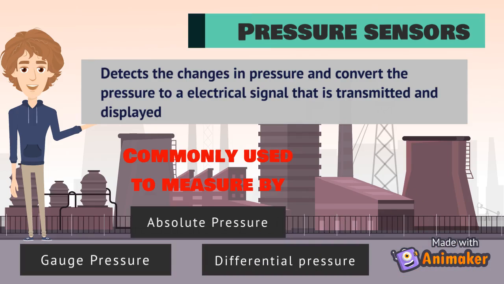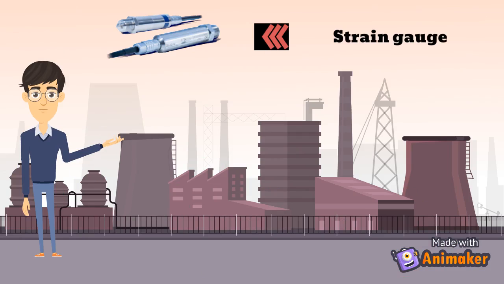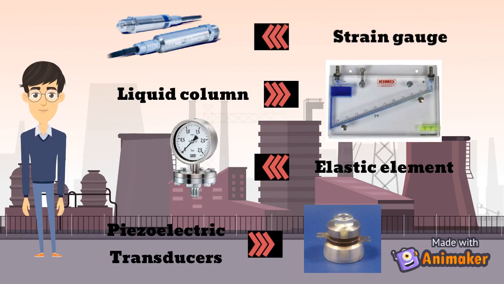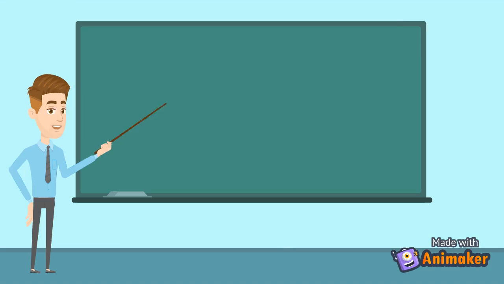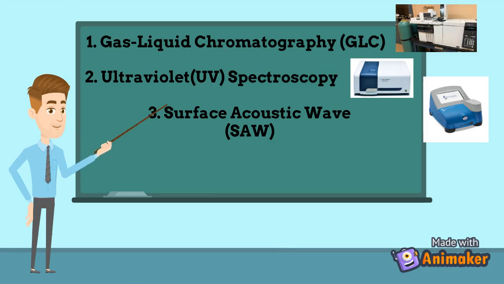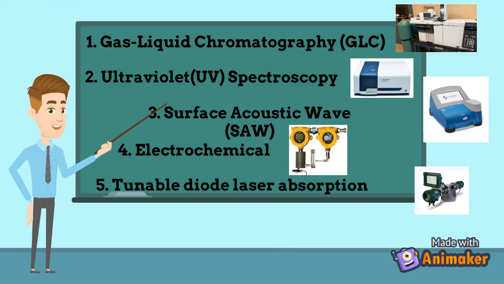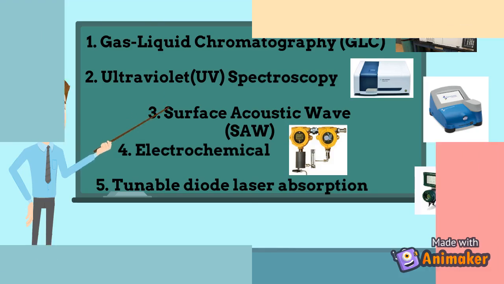Fourthly, it is about pressure sensor. Here are some commonly used measurements. Here are some examples of pressure sensors which are strain gauge, liquid column, elastic element and piezoelectric transducers. Lastly, it is about composition sensor. Here are some types of composition sensors such as GLC, UV, surface acoustic wave, electrochemical and tunable diode laser absorption.